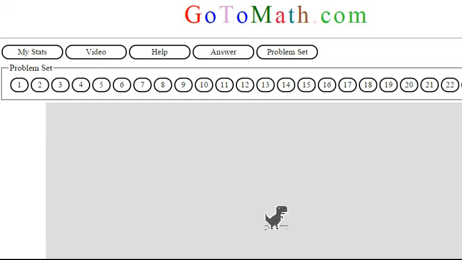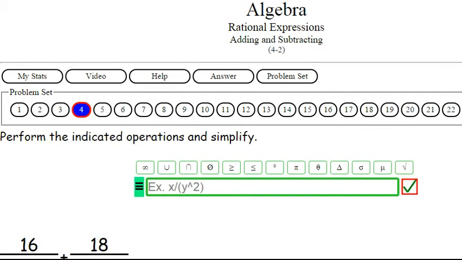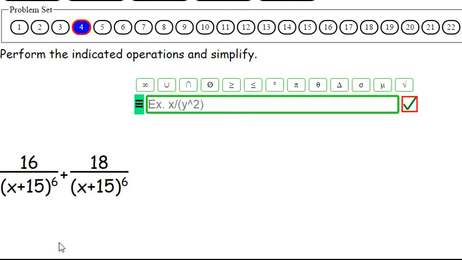Okay, we're over at gotomath.com. Click on the algebra. Let's go down to adding and subtracting. We are looking at 4.2. How do you like those apples? Let's see, we got 16 over x plus 5 to the 6th power plus 18 over x plus 15 to the 6th power.